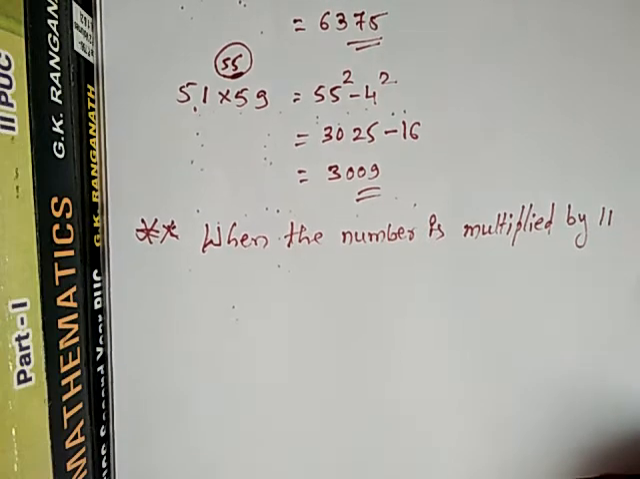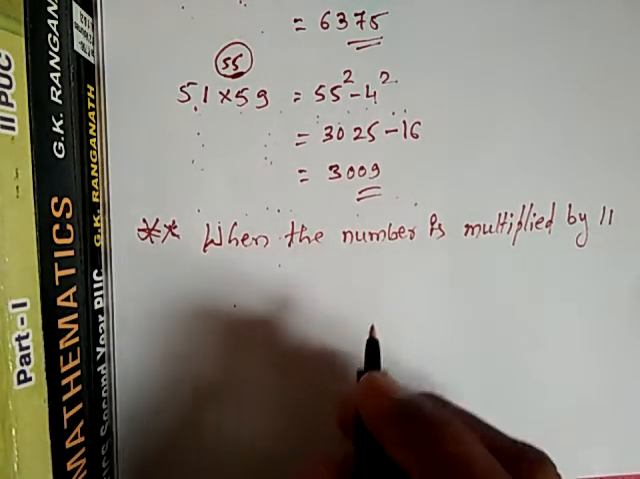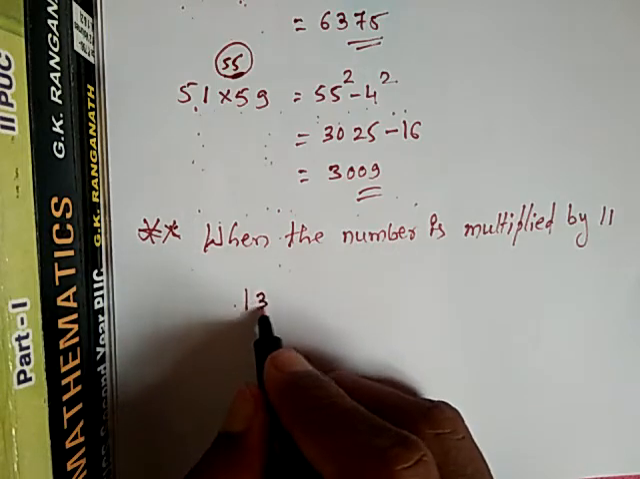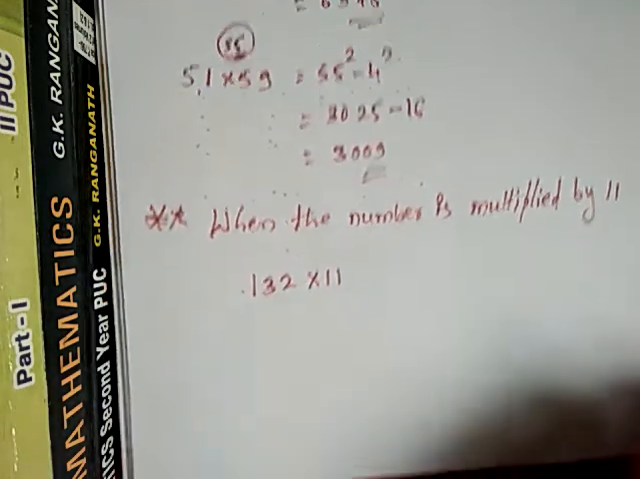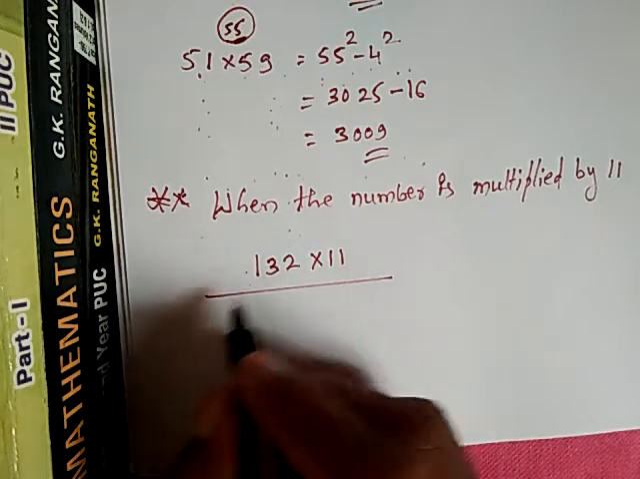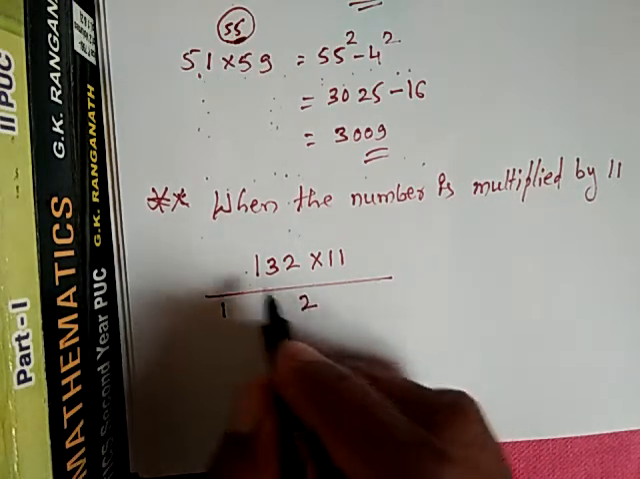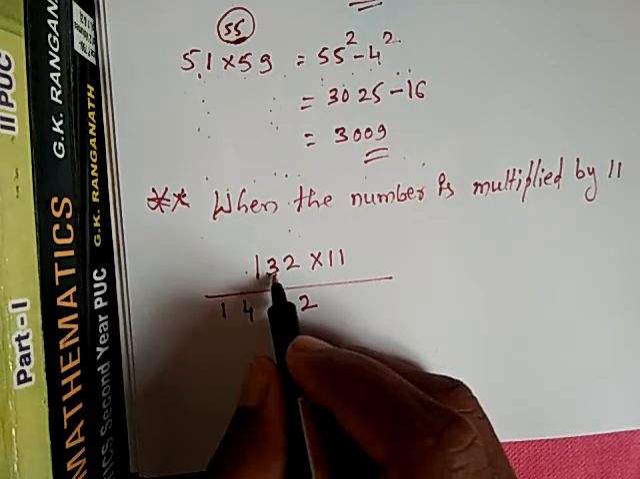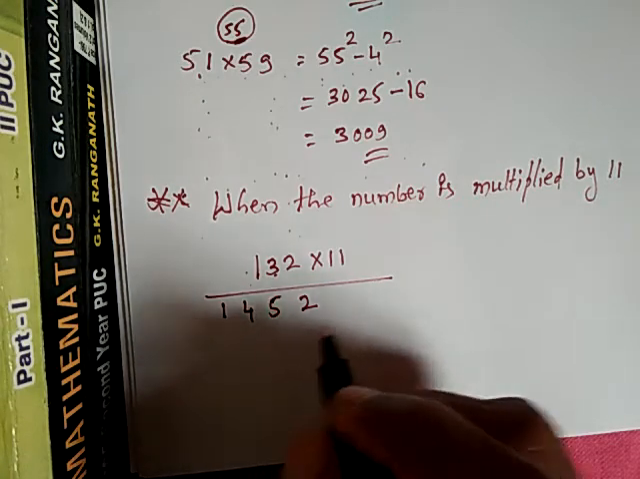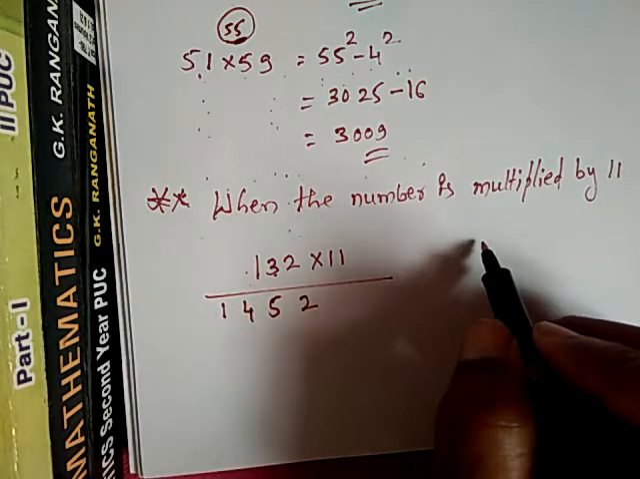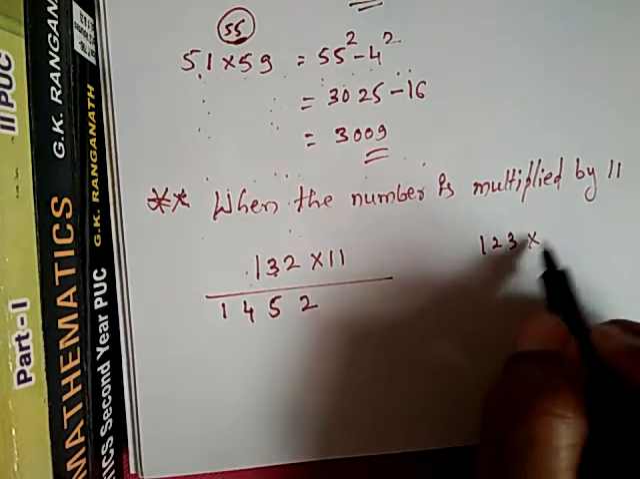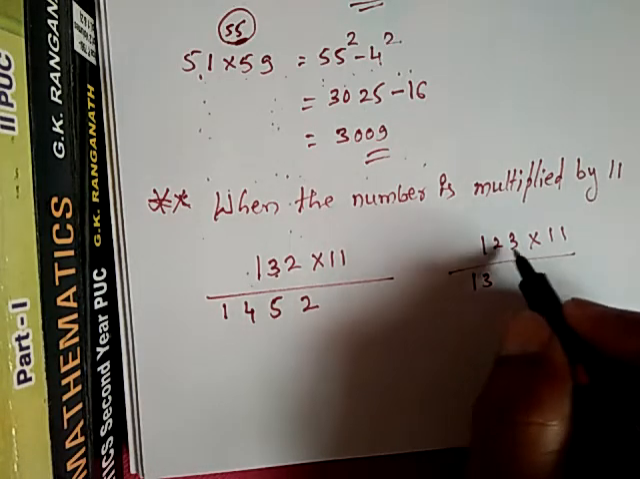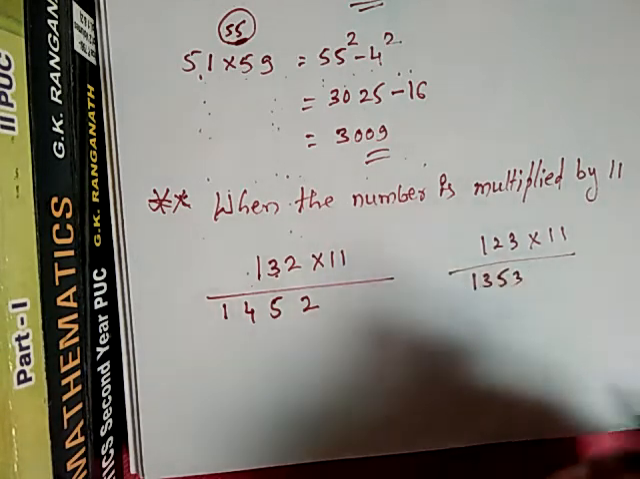Now when the number is multiplied by 11, for example 132 into 11. First digit, last digit: as it is you keep 1, here 2. Neighboring digits you have to add. 1 plus 3 is 4, 3 plus 2 is 5. So 1452 is the answer. Now for example if you take 123 into 11. First digit as it is you keep, 1 plus 2 is 3, 2 plus 3 is 5, last digit as it is you have to write.